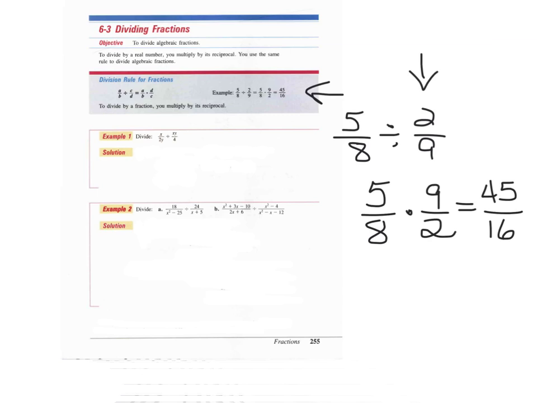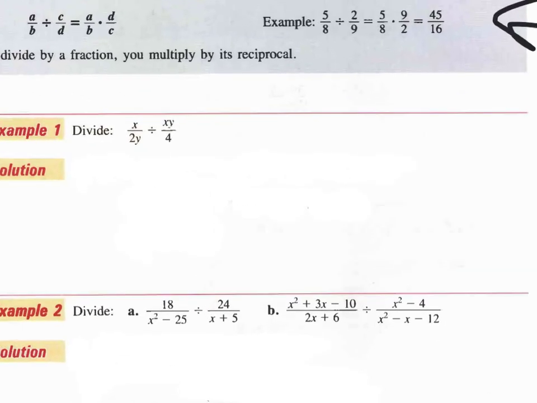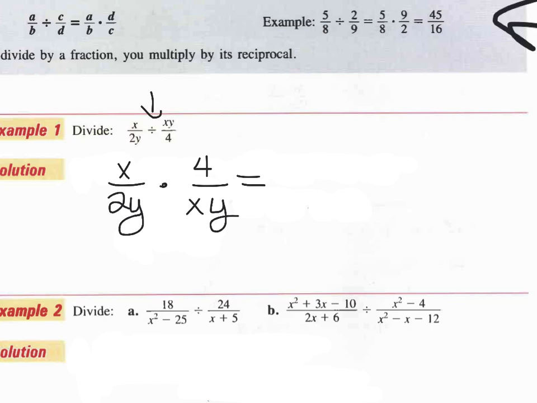The same thing on the first example where we actually have variables in our problem. We're going to keep the first fraction the same, exactly how it is. I'm going to change the division sign to a multiplication, and then I'm going to flip the second fraction to its reciprocal. And now I can either multiply straight across, or I can simplify before I multiply. So I could even put it all together in one big fraction bar.